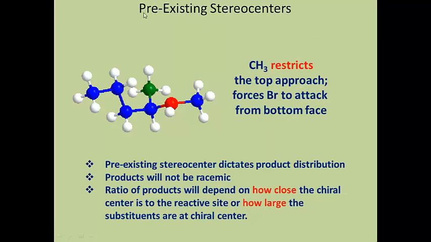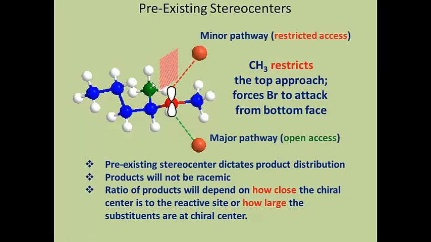Now let's look at this in terms of what happens. So the pre-existing stereo center, the methyl group that was there, that restricts approach, right? And so here I have a little screen. So when bromine is trying to come in from this direction, let's watch what happens. Bromine basically gets kicked back out because the methyl group here is blocking the approach.